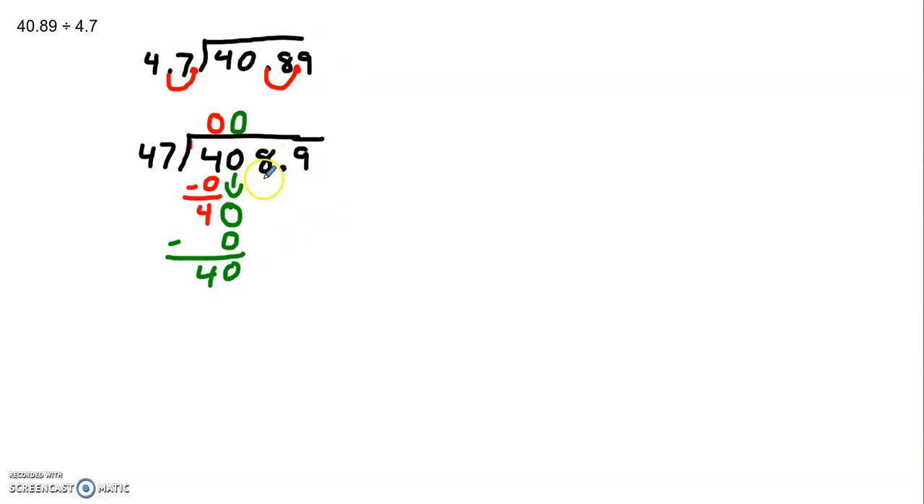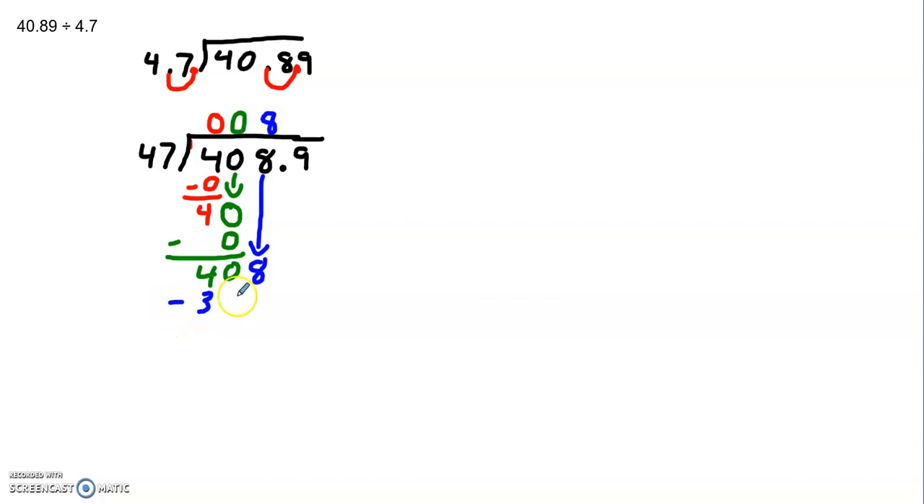Then I bring down my next number. In this case, it's an 8. So now I have 408. How many times can 47 go into 408? And the answer is 8. You can do the multiplication on the side to check. You could also keep a running list, 47 times 1, 47 times 2, 47 times 3, and so forth on the side. But I know my multiplication facts, and 47 times 8 gives me 376.